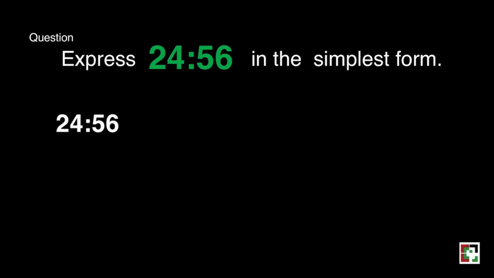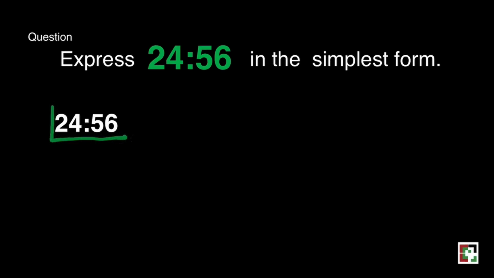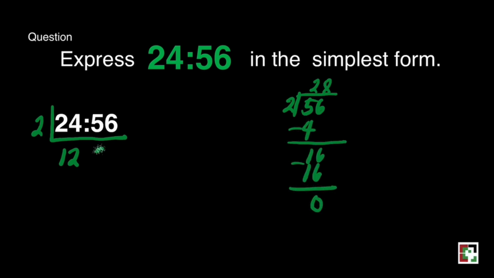Express 24:56 in the simplest form. What number can we divide both 24 and 56? That's 2. 24 divided by 2 is 12, and 56 divided by 2 is equal to 28. Okay, we can still divide another number, and that is 2. 12 divided by 2 is equal to 6. 28 divided by 2 is equal to 14.